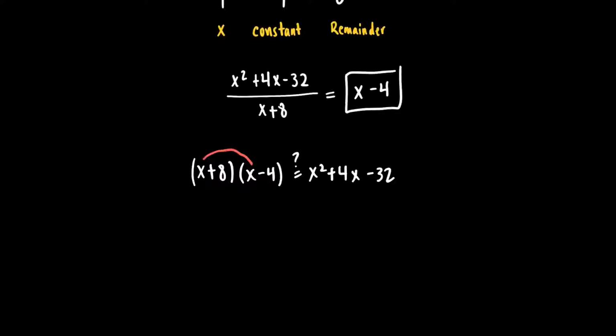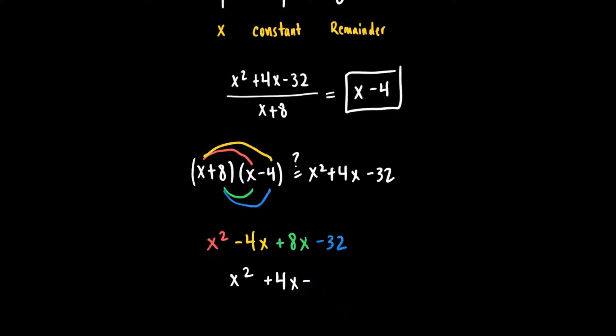So x times x, times negative 4, 8 times x, and 8 times negative 4. What would that give us? The red would give us x squared. The yellow would give us minus 4x. The green would give us plus 8x. And the blue would give us minus 32. So altogether, that would be x squared plus 4x minus 32. And look at that. That is exactly what it should be.